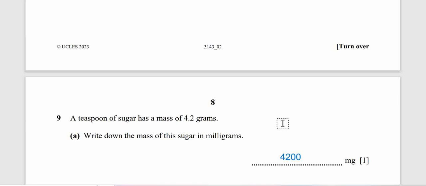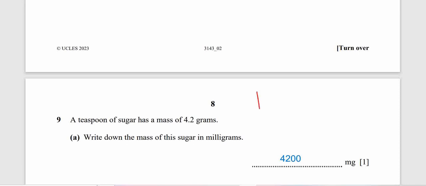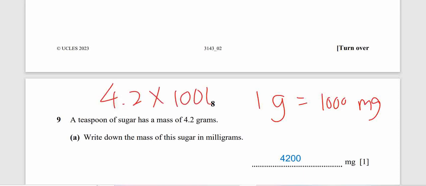So it's quite easy. 1 gram is equal to 1,000 milligrams. So we take 4.2 and multiply by 1,000. So then we move the decimal point 1, 2, 3 places, so we put 2 zeros. That's what we got: 4,200.